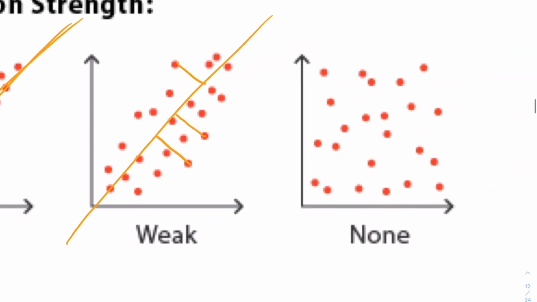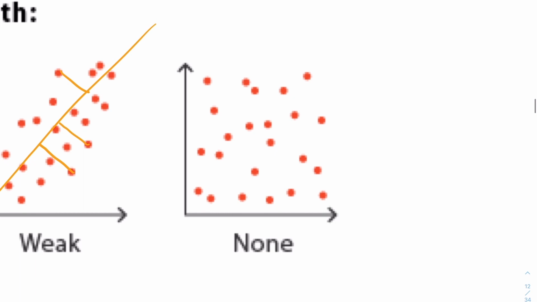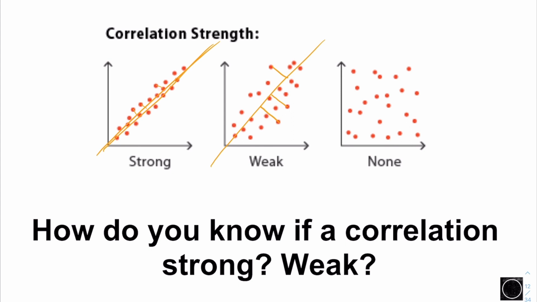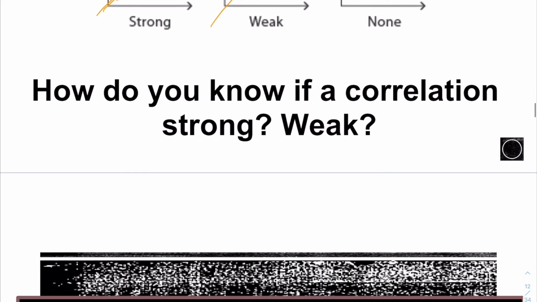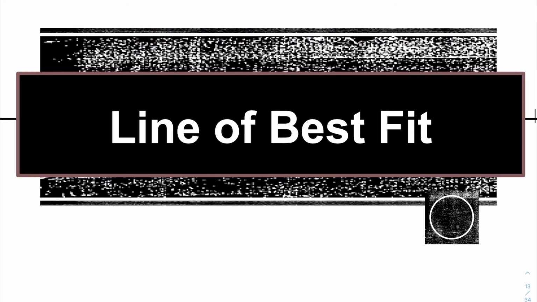The weaker your trend is, like this one, you could put a line, but that line really doesn't represent those dots at all. It's not a very strong linear association at all. Because we need to be able to determine the strength or the weakness of a correlation, there's actually a way that we can put these in the calculator to find the line of best fit.